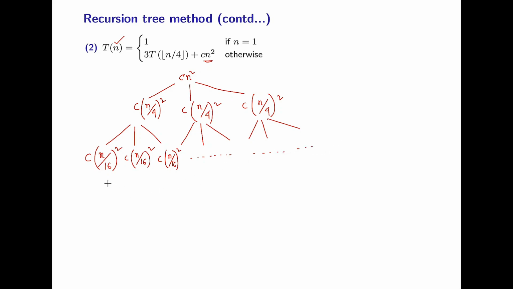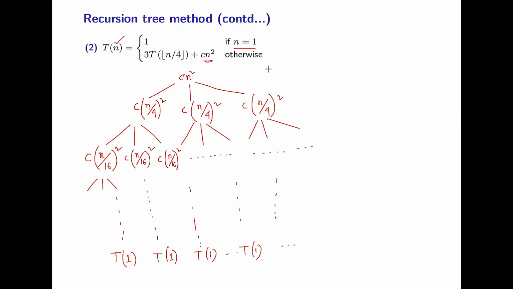I'm not writing those. Like that it will go up to the base condition, which is when n equals 1. So T(1), similarly as we have seen in the earlier case. Here also T(1), like that T(1).